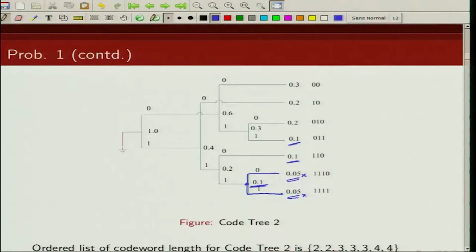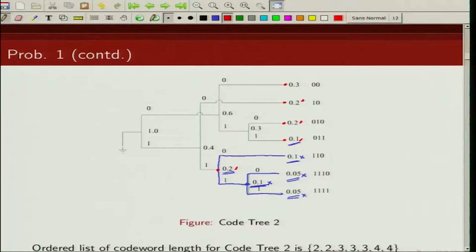So we can combine any 2 of them. Let's combine these 2, and we get a new node with probability 0.2. We deactivate these two nodes. So now the active nodes are this one, this one, this one, this one, and this one. Now we have one node with probability 0.1, and 3 nodes with probability 0.2.